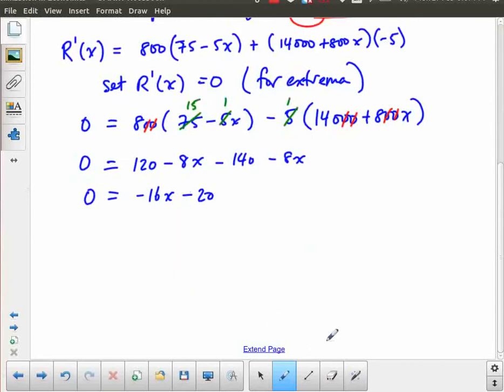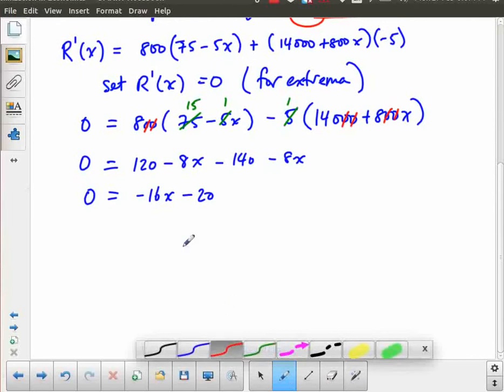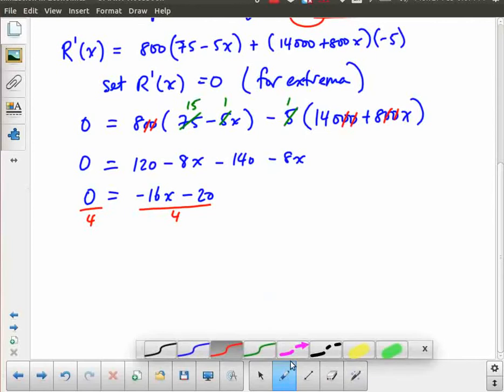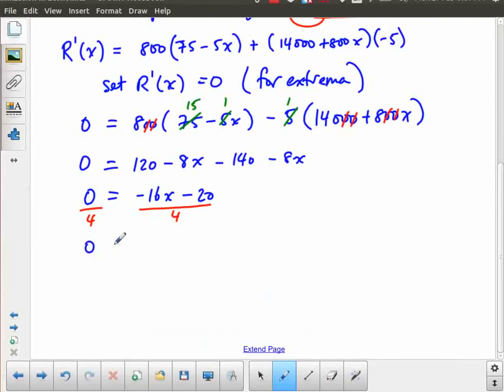From here, it's quite a bit clearer that the number 4 goes into everything. Once again, I could have done that before. Like I said, it was just starting to get a little messy. So I get 0 equals negative 4x minus 5. I bring that over, I get 5 equals negative 4x, or x equals negative 5 over 4, which is the same as x equals negative 1.25. And that's perfectly fine to write it that way. That's an exact value. That's a terminating decimal.